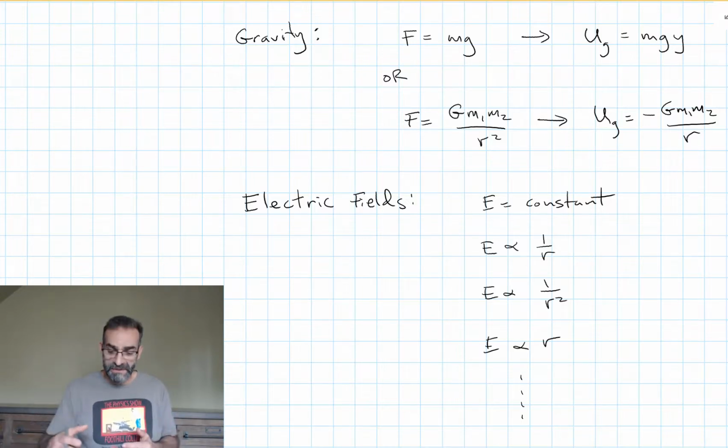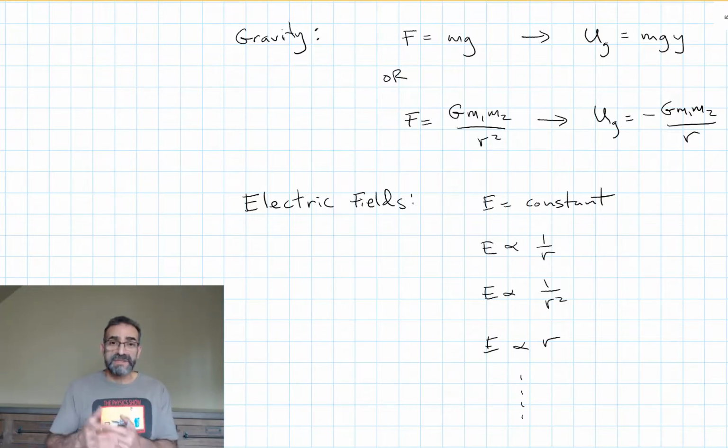We can create an electric field that's constant by having an infinite sheet of charge, which creates a constant, uniform electric field. We can have an electric field that drops off as 1 over r by creating an infinite line charge, instead of a sheet of charge. Now the electric field drops off as 1 over r as we move away from it.